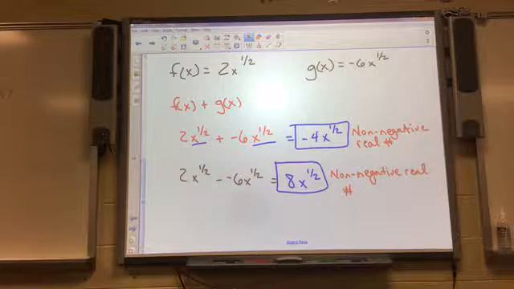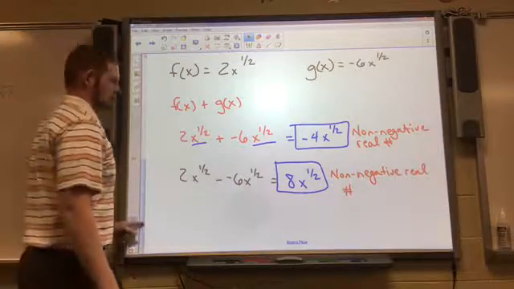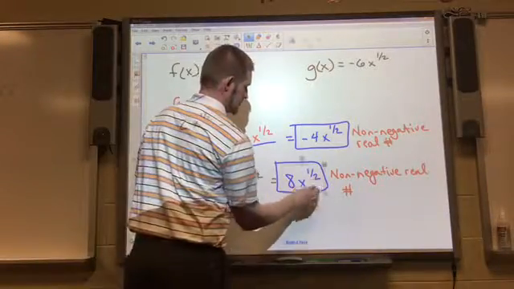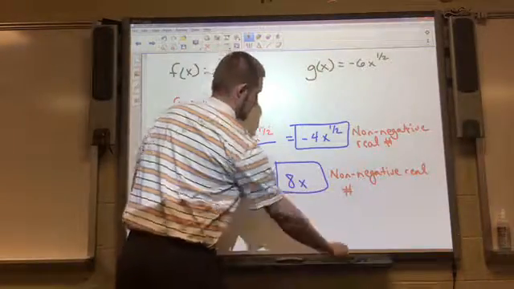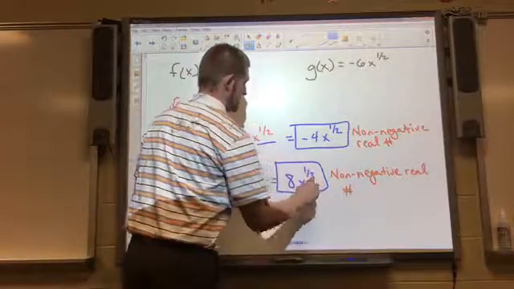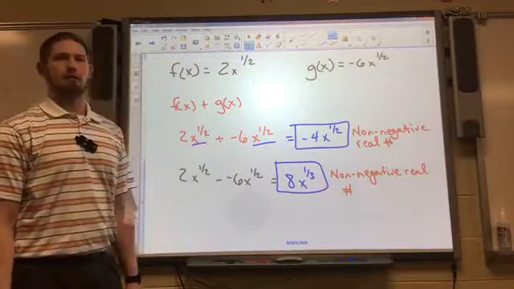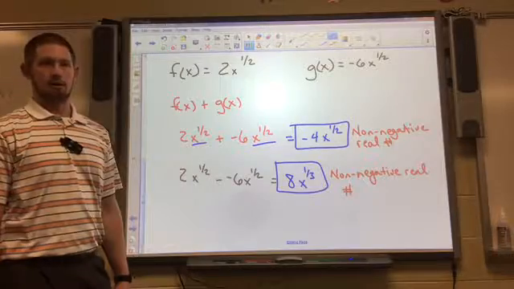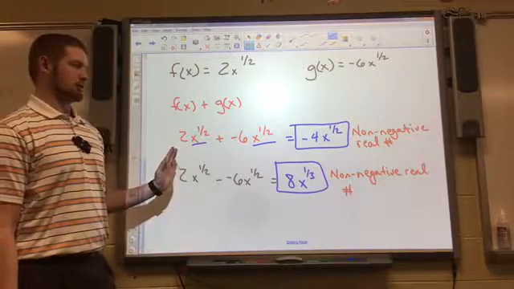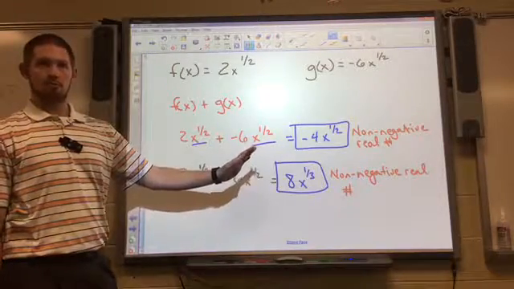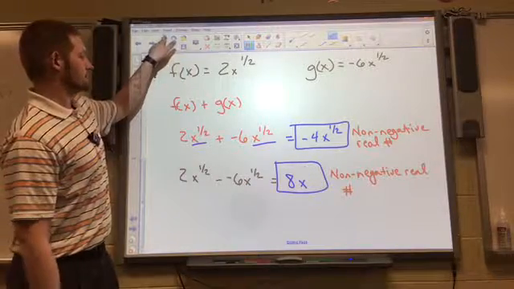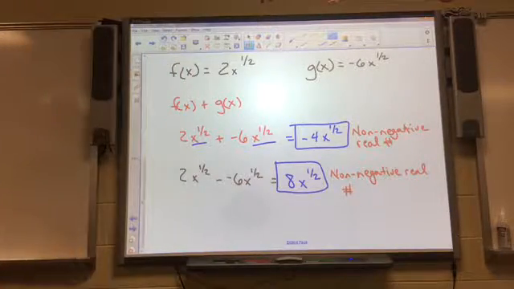Now, if that would have happened to be a 1/3, can you have a negative under a cubed root? Yes. So then it would just be all real numbers, because you could have a negative. So just keep that in mind. Even radicals, negatives are not okay. Odd radicals, negatives are okay.